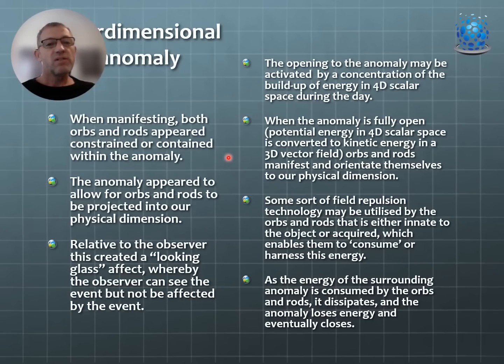Now, in terms of the interdimensional anomaly, orbs and rods that manifest seem to be constrained or contained within the anomaly, within the field of view, that is, or the range of the field of view. Now, the anomaly appeared to allow for orbs and rods to be projected into our physical dimension, of course, because they're orientated or being contained. And when you look at the ghosting, there appear to be a lot of orbs that ghost without fully manifesting. So relative to the observer, it creates what I call a looking glass effect, whereby the observer can see the event, but you're not affected by the event.